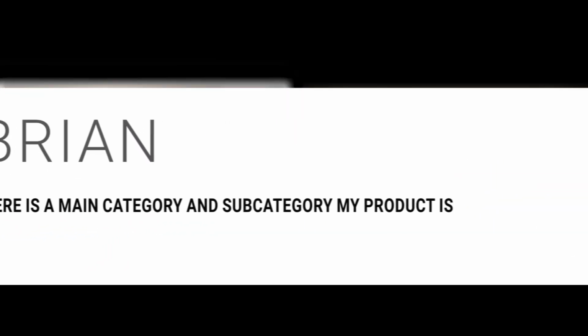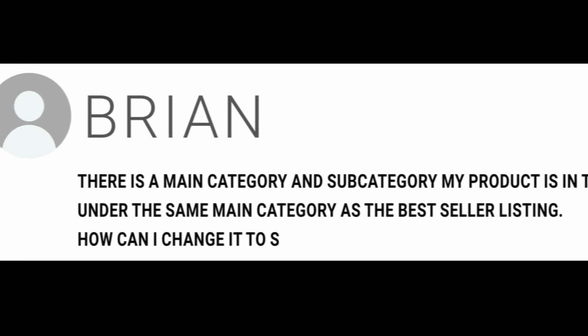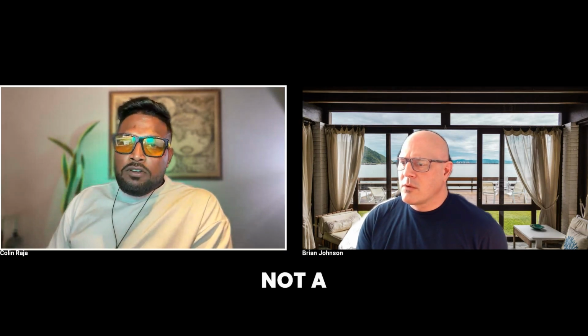As Brian mentioned, there is a main category and subcategory. My product is in the subcategory under the same main category as the bestseller listing. How can I change it to a subcategory? So your product is assigned to a main category, which is like a root node. You definitely don't want that. Your product needs to be in the leaf node, not a branch node, not anything else. If you're in a root node and still selling good, I question that. We're trying to determine why he's not gaining traction on that one. But I was not aware of that.